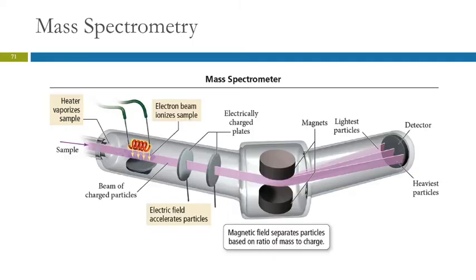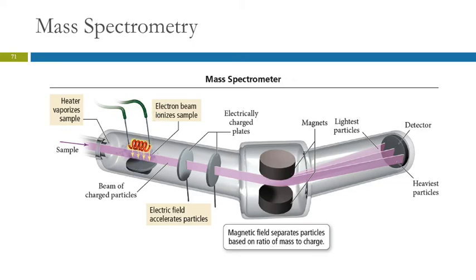How does it work? Just a very quick overview here. You're going to take your sample and put it into the instrument. There's a heater here that's going to vaporize it. You can make even metals into a gas. We're going to pass it through here where an electron beam is going to ionize it.